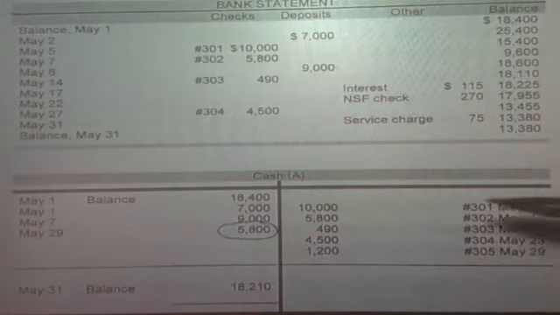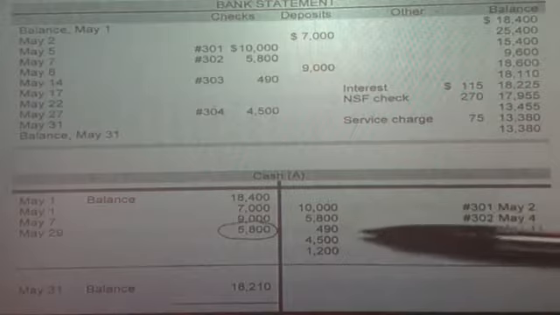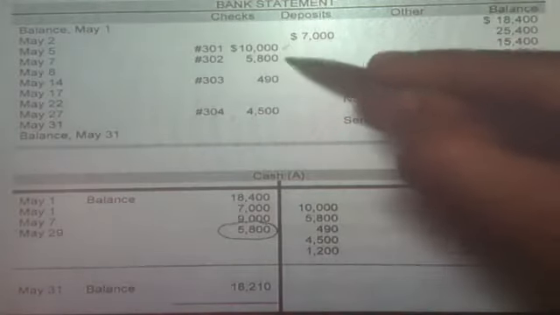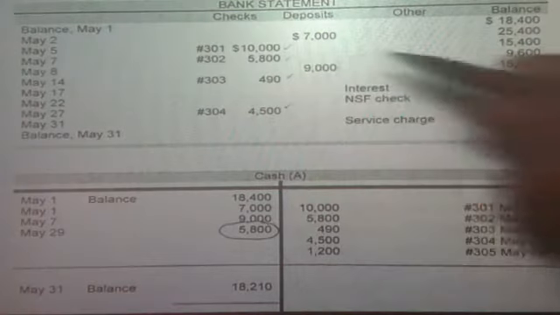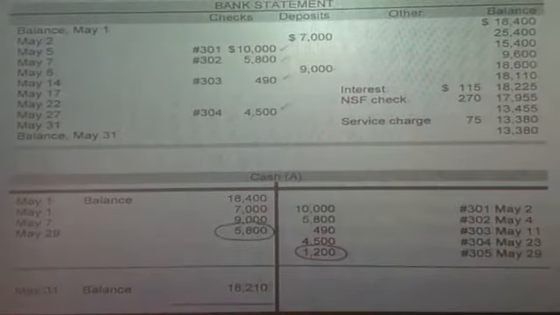And when we look at our credits, we have the 10,000, 5,800, 490, 4,500, and 1,200. Here we have 10,000, 5,800, 490, 4,500. We still need $1,200 reduction. That's an outstanding check. Okay.